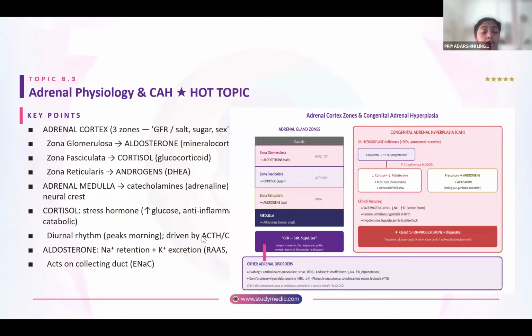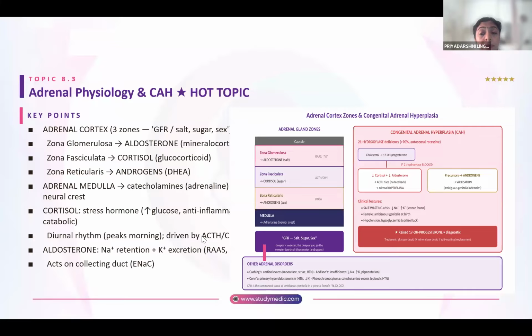So in CAH, what is going to be raised? It is 17-hydroxyprogesterone. What is the common enzyme that is deficient here? It is your 21-hydroxylase deficiency. So what can happen to these babies? There is a reduction in the amount of cortisol and a reduction in the amount of aldosterone. So what happens? The ACTH level rises. There is no feedback because your end hormone is not there, and your adrenal becomes hyperplastic. Because of this, there is virilization. This virilization can lead to ambiguous genitalia in the females.